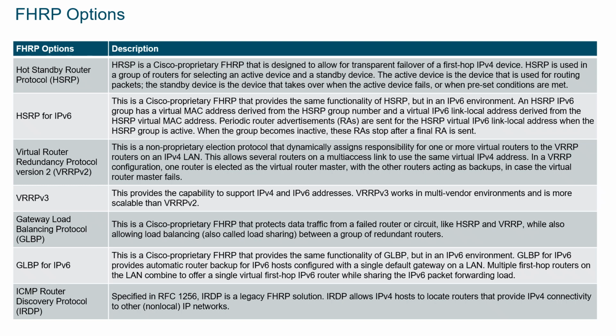And then you have ICMP Router Discovery Protocol. Specified in RFC 1256, it is a legacy FHRP solution where it is allowing IP hosts to locate routers that will provide IPv4 connectivity to other non-local IP networks. So different variations of first hop redundancy protocols.